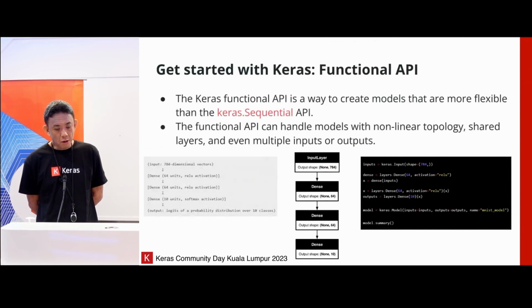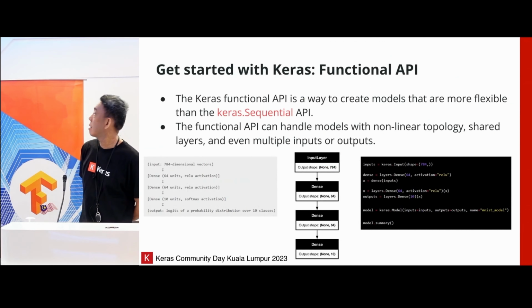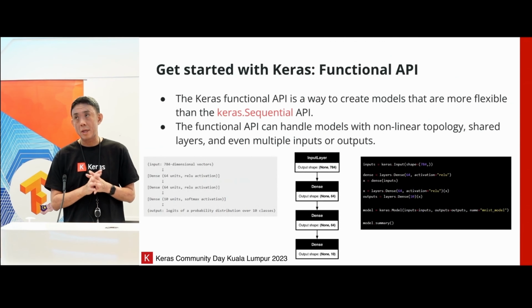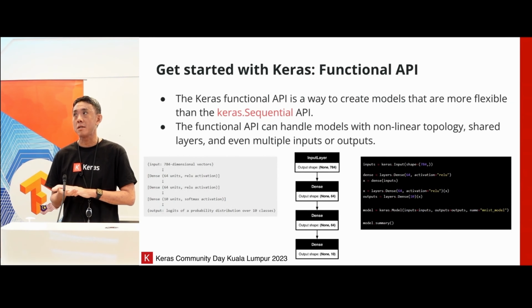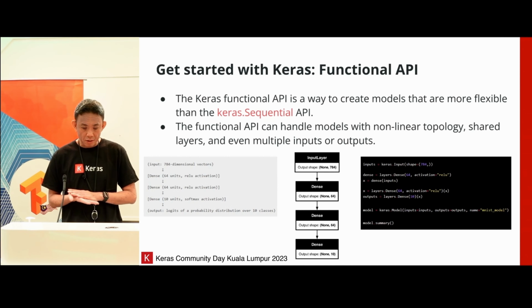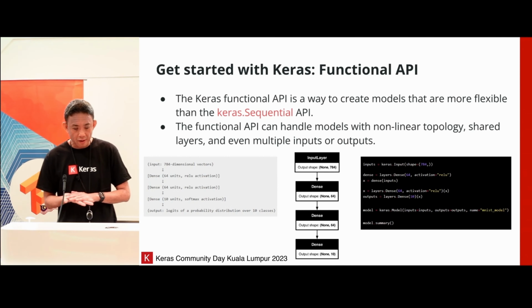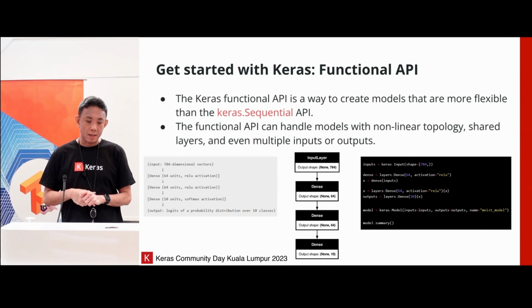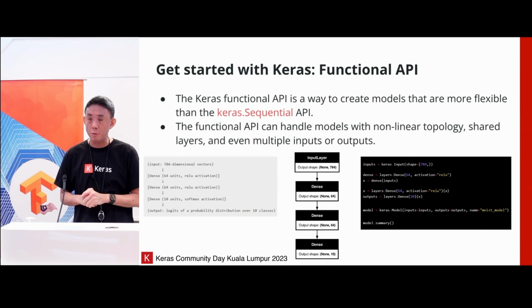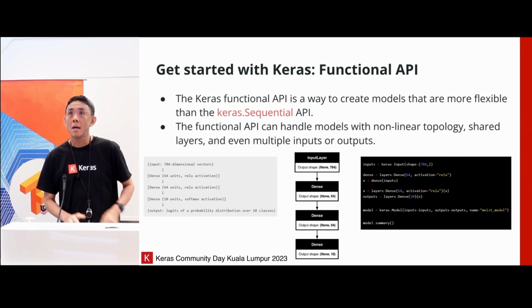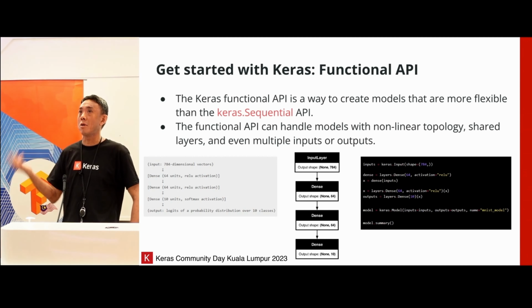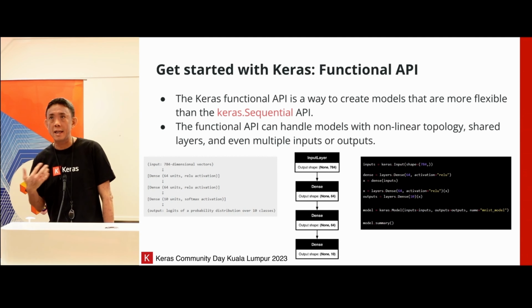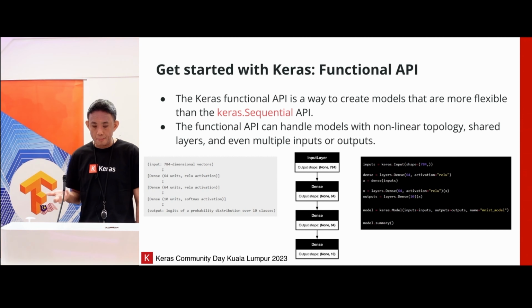So how do you get started with Keras? There are two ways to get started. One is using the functional API, where you can create your model in a very flexible way. The other is using the sequential API. The functional API handles your model topology, the layers, the inputs, and multiple inputs and outputs.